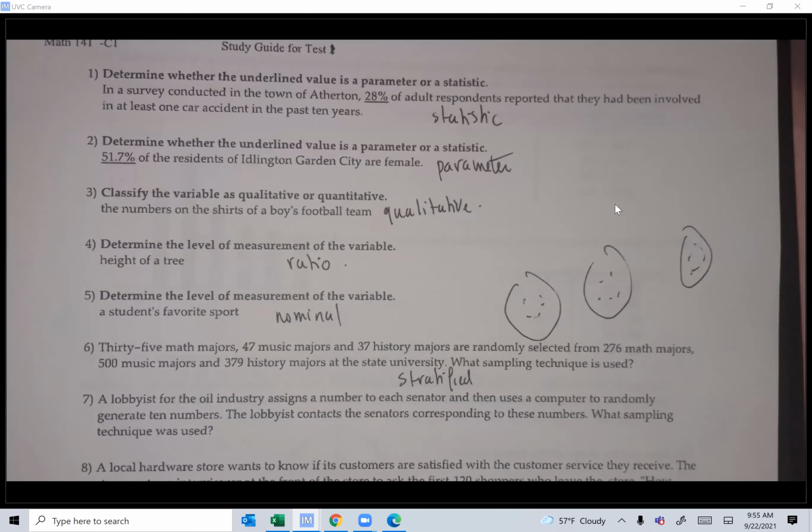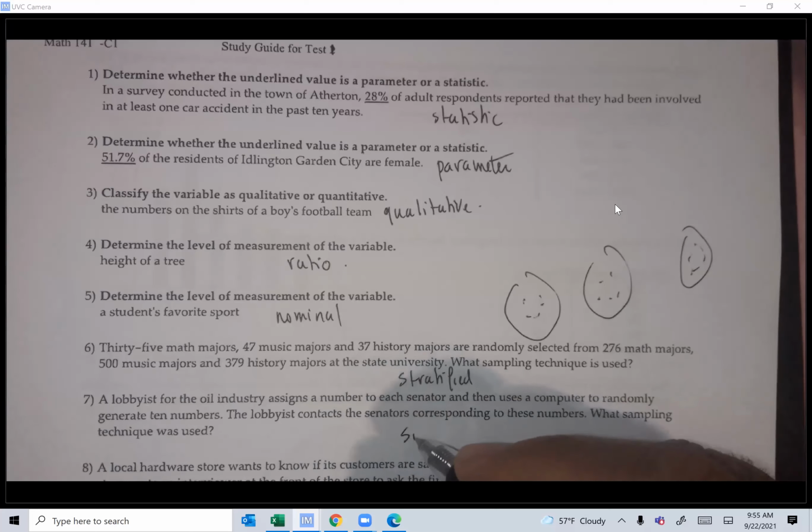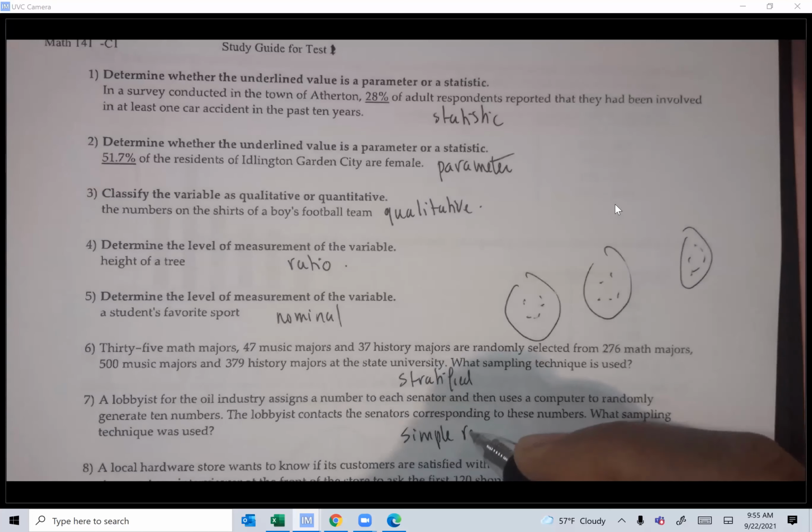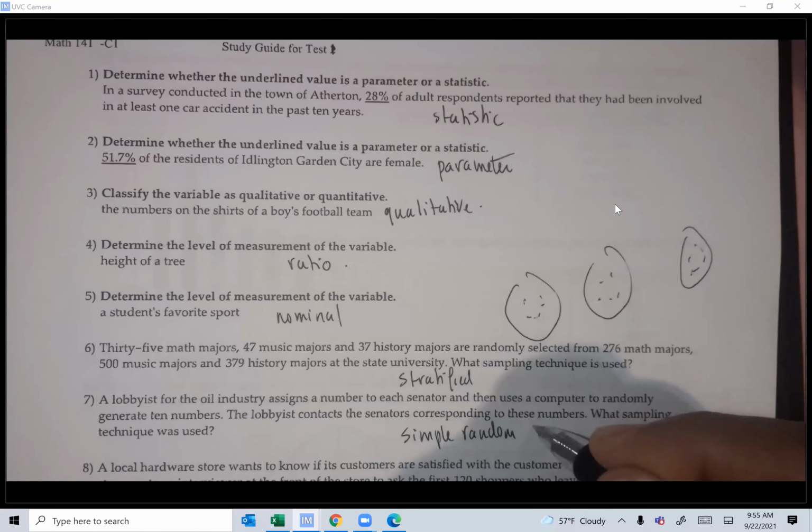Number 7, a lobbyist for the oil industry assigns a number to each senator and then uses a computer to randomly generate 10 numbers. The lobbyist contacts the senators corresponding to these numbers. What sampling technique? When you do something randomly, guys, it's a simple random sample. That's a very good sampling technique to use.